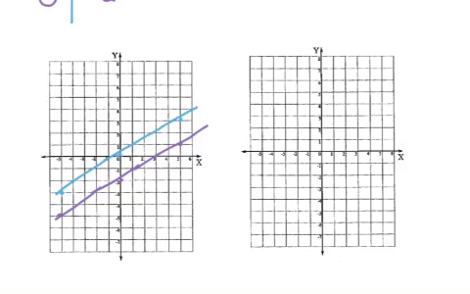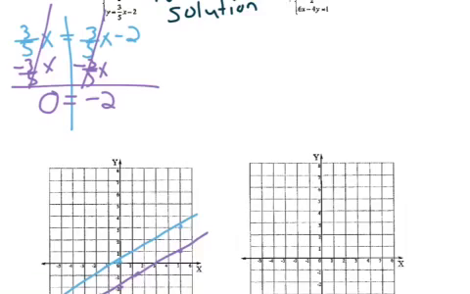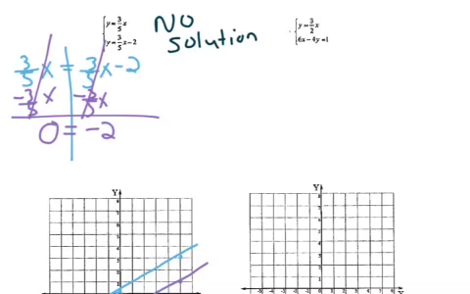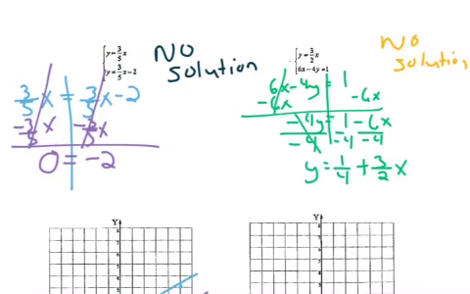And if you graph them, you would see this. They never intersect. They're not the same line. They are parallel. That is why it is no solution. Why don't you try this last one on your own, and when you're ready to check your answer, you may press play.